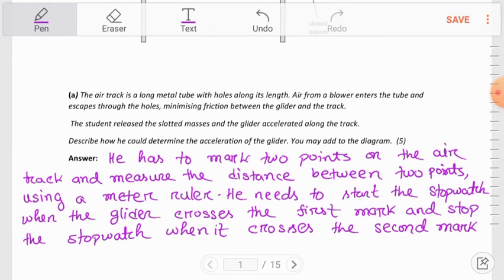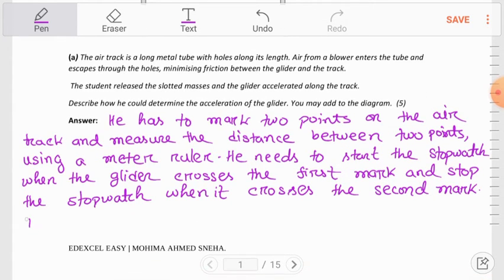The glider was initially at rest, so the initial velocity would be 0, as we have already seen that it was actually at rest, and then we added the mass onto the slotted mass hanger and then it starts moving. So it indicates that the initial velocity of the glider was 0. So we need to write it down. The glider was initially at rest, so initial velocity would be 0.